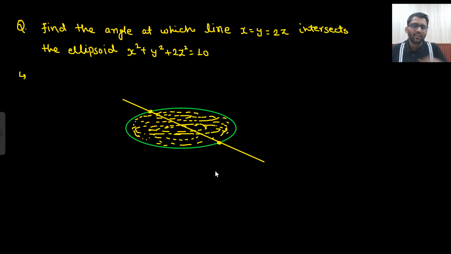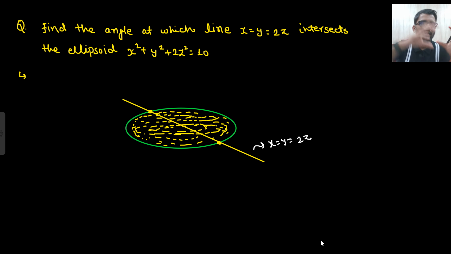Very good question. We need to find the angle at which this line, the equation of line is x equals y equals 2z, intersects the ellipsoid x square plus y square plus 2z square equals 10. What would be the equation of a sphere? x square plus y square plus z square equals 10. That could be the equation of a sphere.